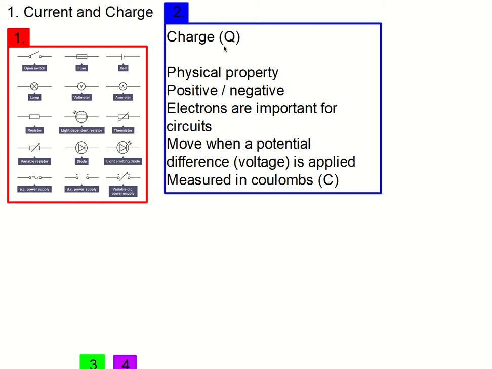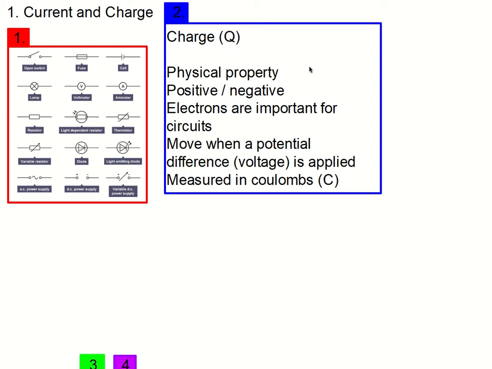But what is charge? Well, it's a physical property. It's something that materials can have, particles can have. It can either be positive or negative. If it doesn't have either charge, then obviously it's going to be neutral. So you've got two types of charge, positive and negative. Neutral is no charge.